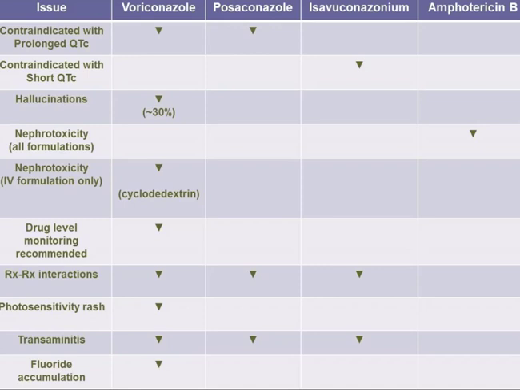And then nephrotoxicity, all formulations. That's going to be the ampho products. If you're talking about nephrotoxicity with the IV formulation, this is VORI with the cyclodextrin. Mind you, there are certain drugs, acyclovir being the one that comes to mind, that also have increased nephrotoxicity when you make it IV, but that's a different mechanism. You have to know specifically for VORI, cyclodextrin is the reason why. Drug level monitoring recommended, this is for VORI. Drug-drug interactions, all of the azoles.